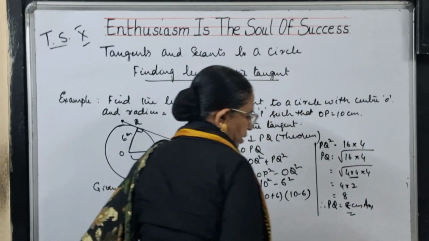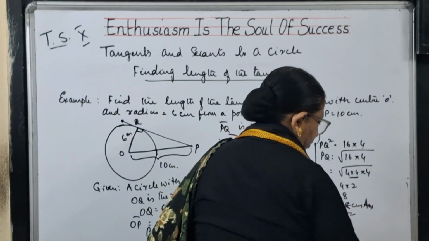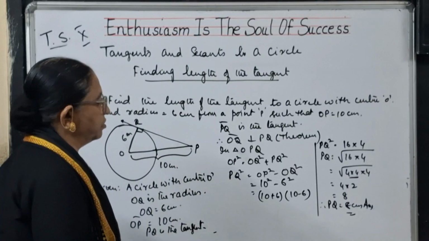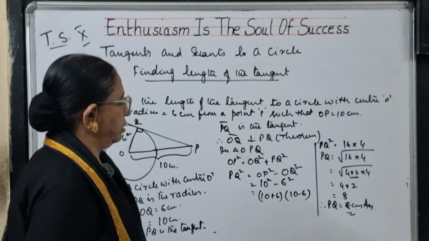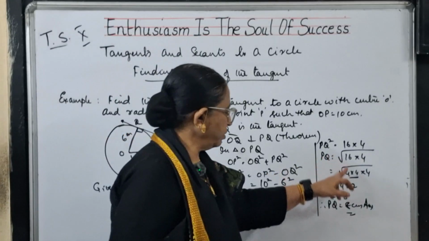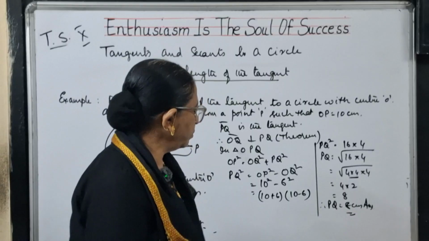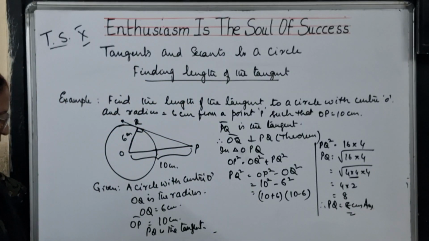This is the answer, children. So you can do it in any way. 16 fours are 64, and 8 eights are 64, so root is 8. Anyway, you can do it, children. I have just taken the factors and I wrote it in this way. So this is the answer, children. Please note it down. This is an example sum.